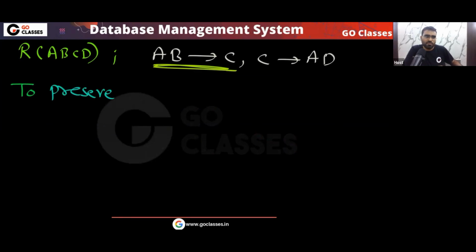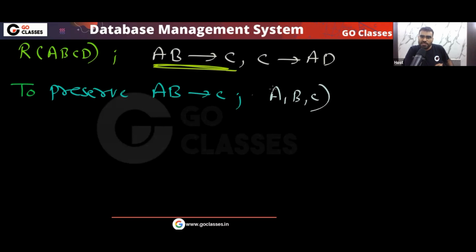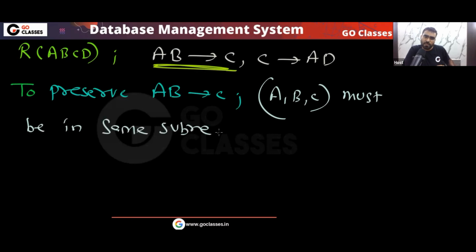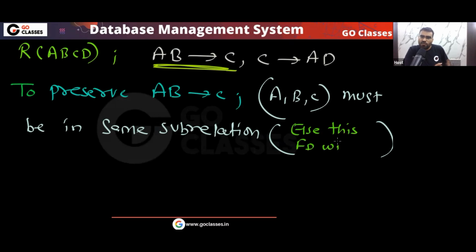To preserve this FD, ABC must be together. That is mandatory. This ABC must be in the same relation, in the same subrelation. That is mandatory. Else this FD will be lost.